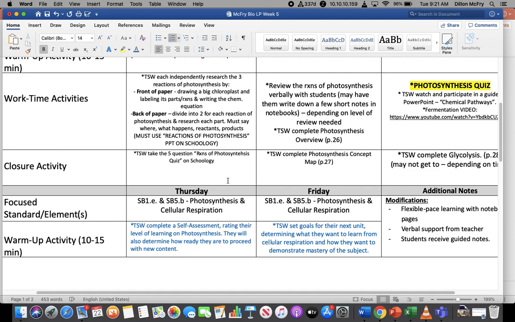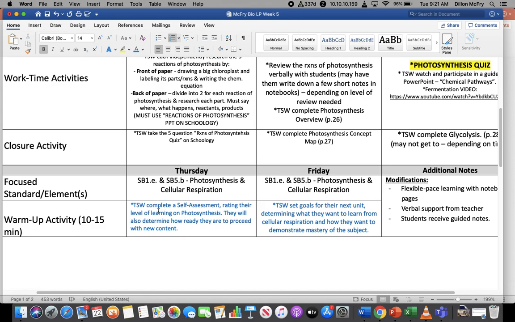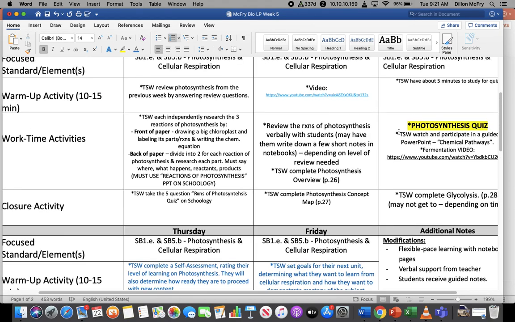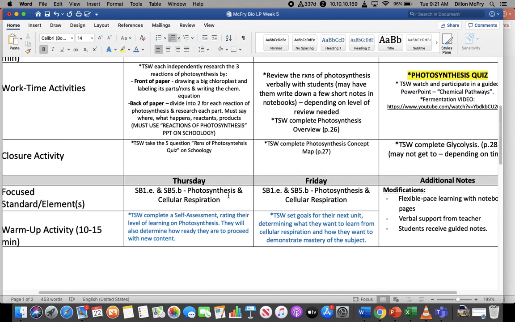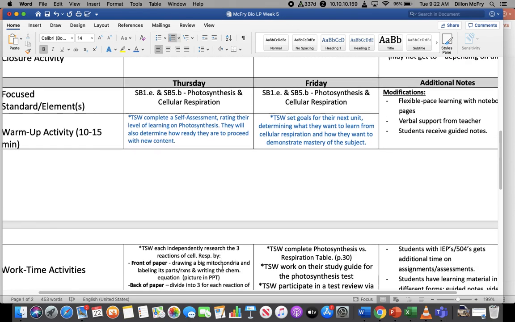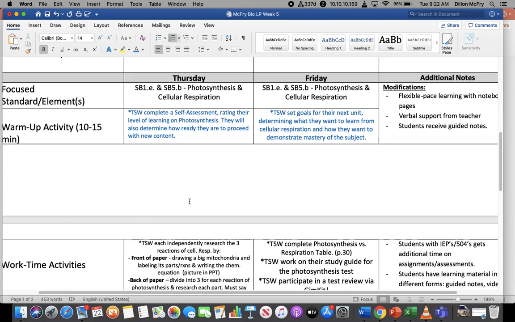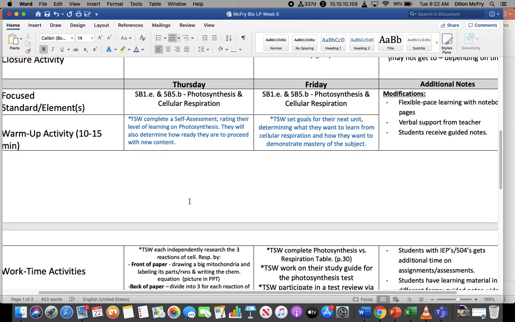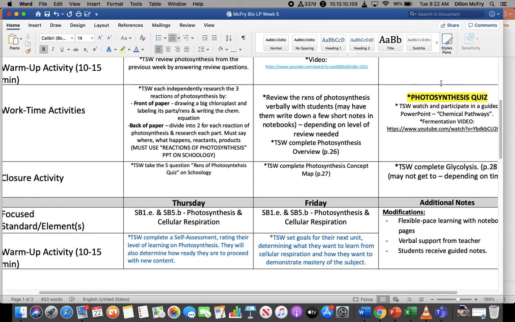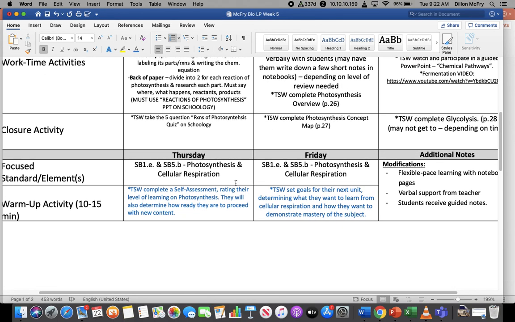Before we move on to that, for the warm-up activity for the day, TSW, meaning the students will complete a self-assessment rating their level of understanding on photosynthesis, which we just took a quiz on and are trying to move on from. They'll determine how ready they are to proceed with new content. While some students might indicate that they're ready to move on to our cell respiration reaction paper posters, others may feel they need more work with photosynthesis, in which case they can move backwards and work more with photosynthesis. So there is student self-assessment.